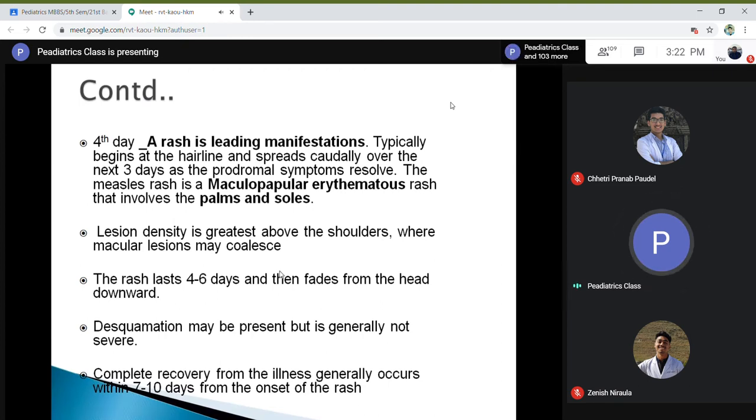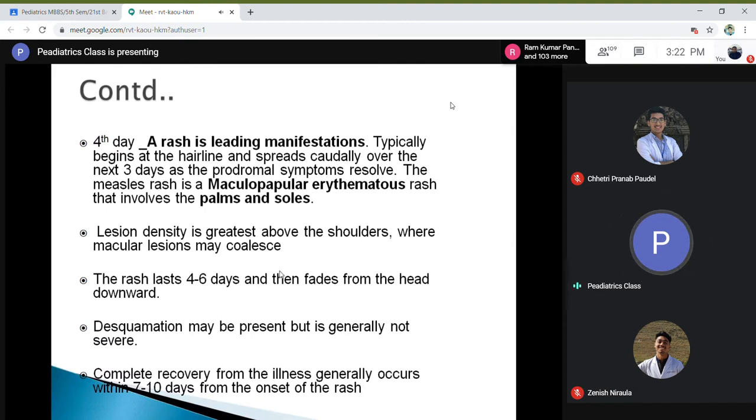Otherwise, if you write that we found fever, rash, and cough, many diseases have rashes and fevers. It does not signify, so you have to mention it clearly. On the fourth day, the rash is a maculopapular erythematous rash that involves palms and soles.